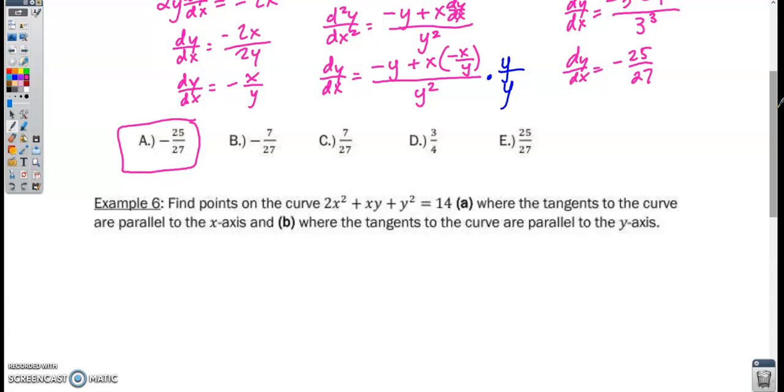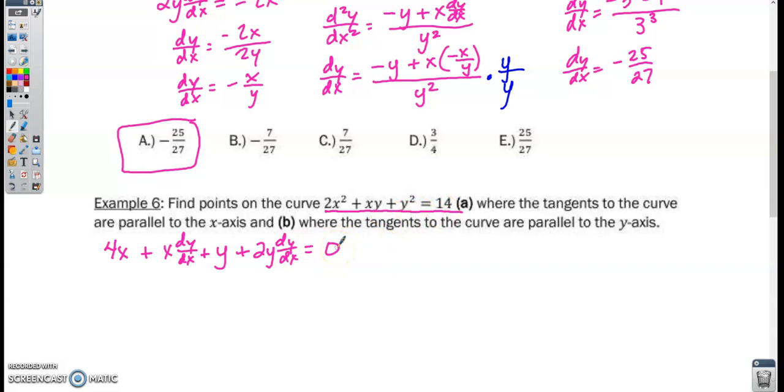So we know with tangent lines, the slope of a tangent line comes from the derivative of our function. So the first thing we want to do here is find the derivative of this equation. So I'm going to go ahead and do that. The derivative of this is 4x plus x dy dx plus y times 1. That's the product rule on the xy. Plus the derivative of y squared, which is 2y dy dx, is equal to the derivative of 14, which is 0.